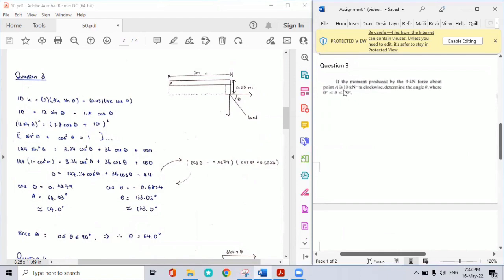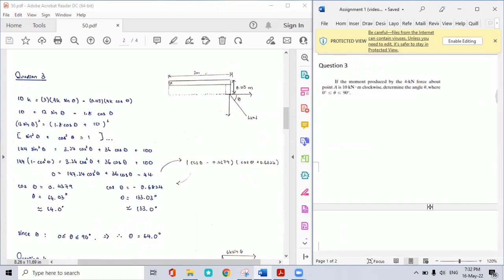Okay, let's come to question 3. Question 3: if the moment produced by the 4 kilonewton force about point A is 10 kilonewton meter clockwise, determine the angle theta where 0 is less than or equal to theta less than or equal to 90 degrees.